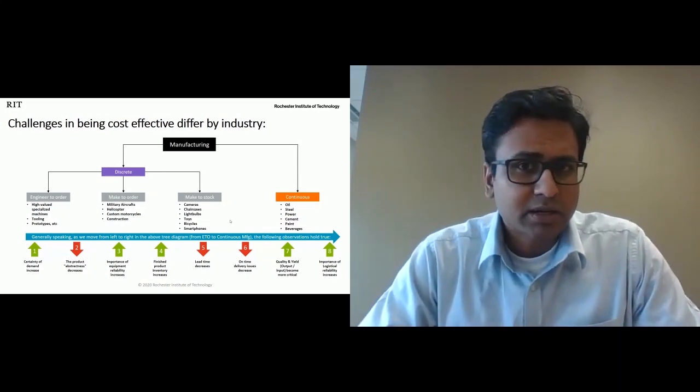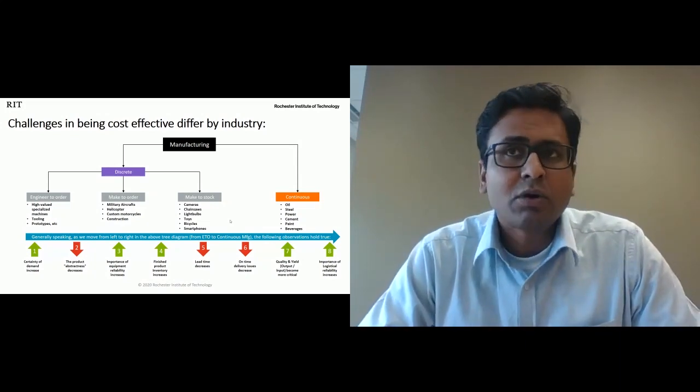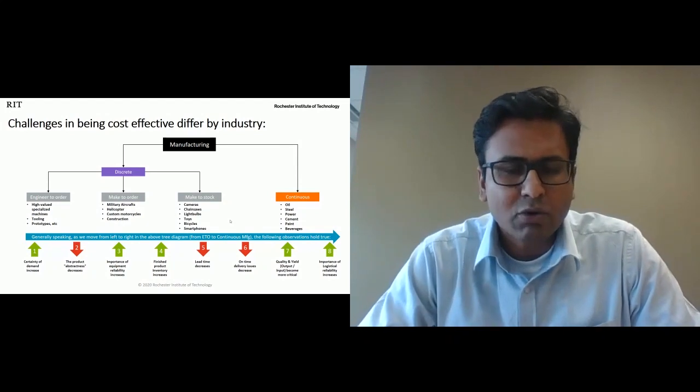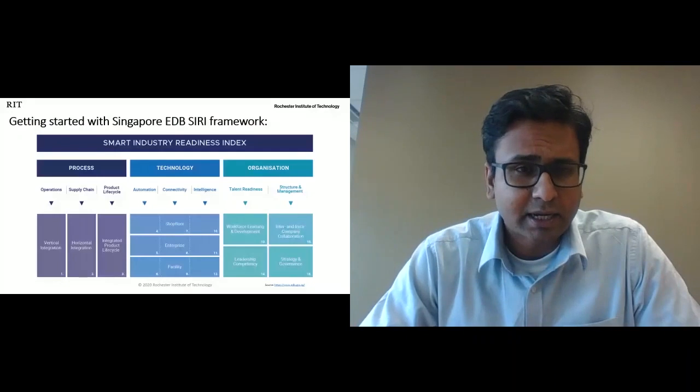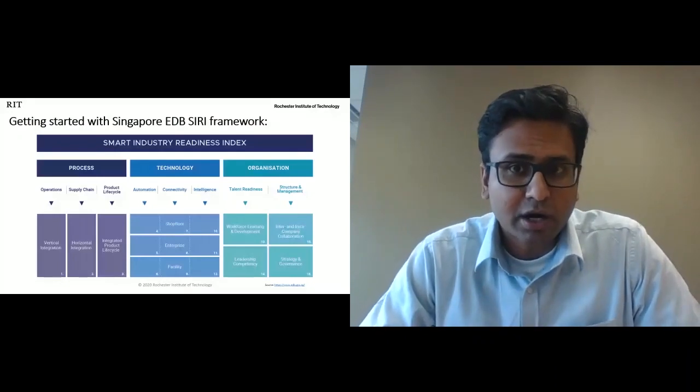The promise in terms of process is around seamless information exchange. How tightly integrated are your operations? How tightly integrated is your supply chain? And how much control do you have over your product lifecycle?